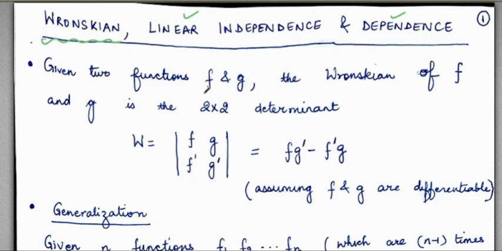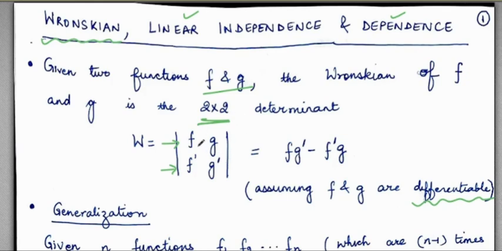Suppose you are given two functions f and g defined on some common domain, say I, then their Wronskian is defined to be the 2 cross 2 determinant comprising of f and g in the first row and their derivatives in the second row. So what you have to do is take the given functions as the first row of the determinant, and under every function you write its derivative. It's understood that we can define the Wronskian of functions only if the functions are differentiable, otherwise f dash and g dash will not make sense.